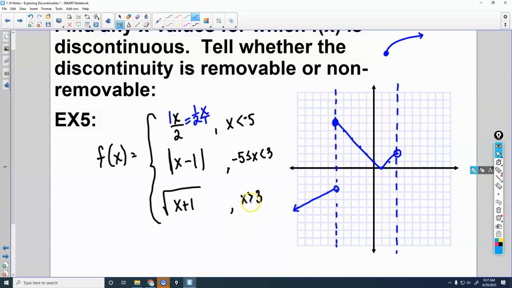Then if I plug in 4, I get square root of 5. I don't know how to graph that. Then I get square root of 6, square root of 7, square root of 8, square root of 9. I do know how to graph that. That would be 3. Right, and so I'm getting this graph that looks like this. What type of circle should I use here at that point?